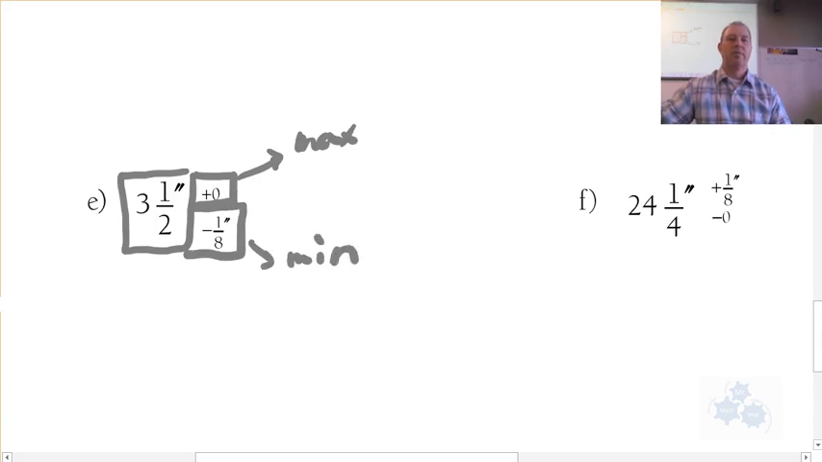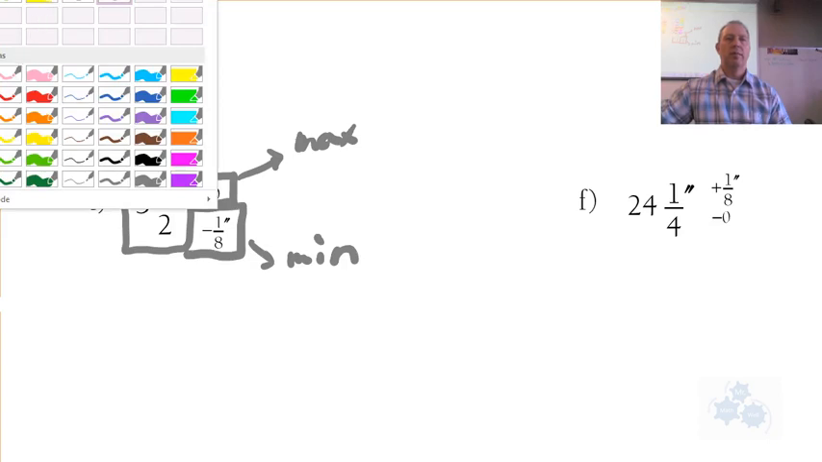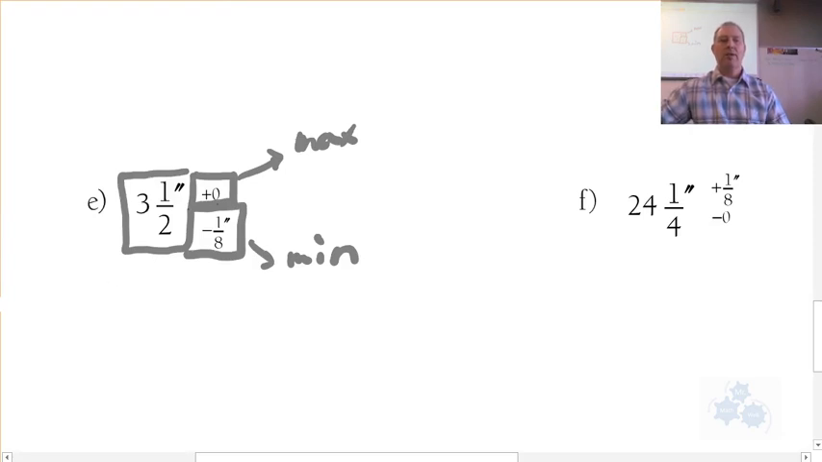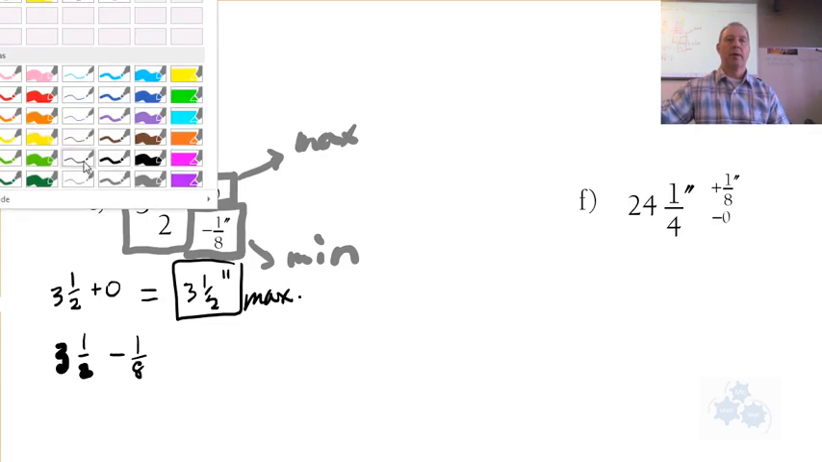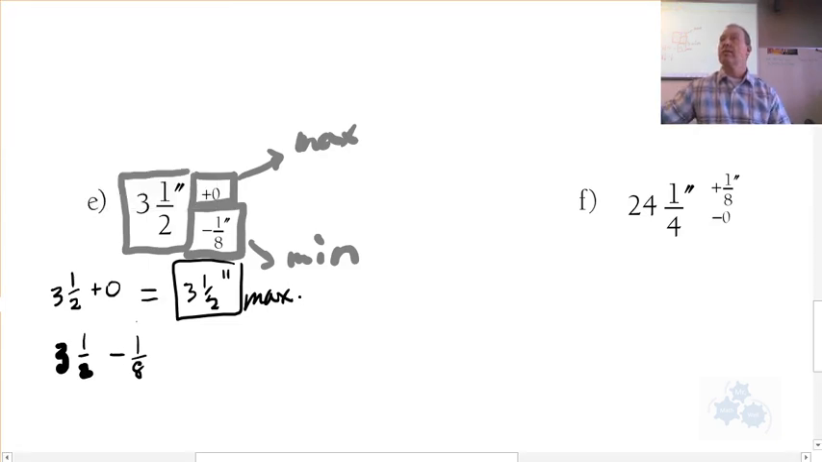That's what that means. So I'm zoomed in, so let me get a smaller size pen here. Okay. So the max is going to be 3 1/2 plus 0. Well, that's 3 1/2 inches, isn't it? That's the max. The minimum is going to be 3 1/2 inches minus 1/8 of an inch. Okay, so here's where we have to remember what we did yesterday. Oops, change my pen size again. And we have to actually subtract these.